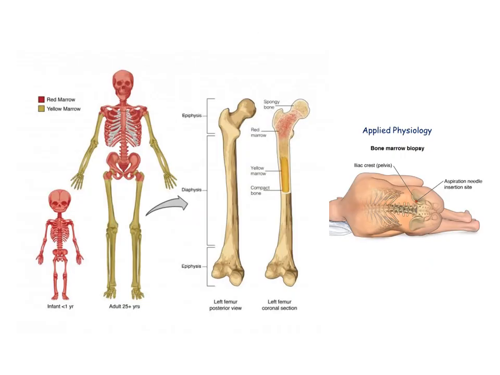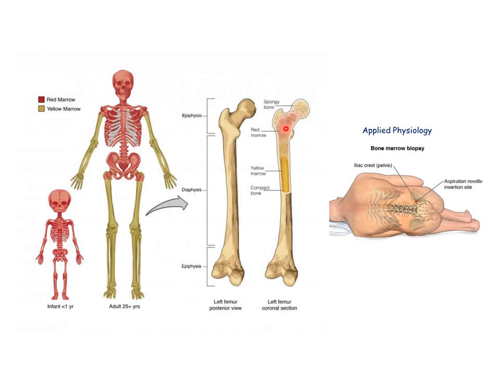Now we will see the bone marrow. Can you appreciate these two pictures? On the left hand side you can see the skeleton of a newborn or an infant, and on the right hand side the skeleton of an adult who is 25 years or more. What is the major striking difference you see in these two skeletal systems? You can see where the red bone marrow is located.